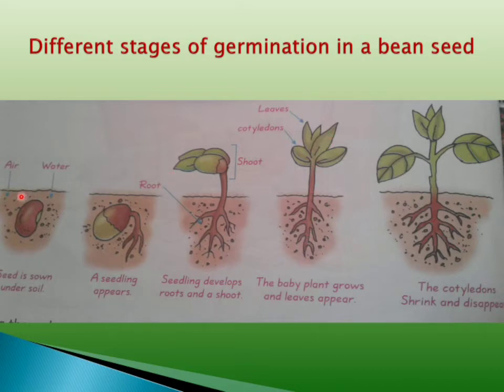Okay, see, in first stage, second stage and third stage there are no leaves, but in fourth stage slowly the leaves are appearing. Then in fifth stage the cotyledons shrink and disappear. So finally it will bloom very nicely. So these are the different stages of germination in a bean seed.